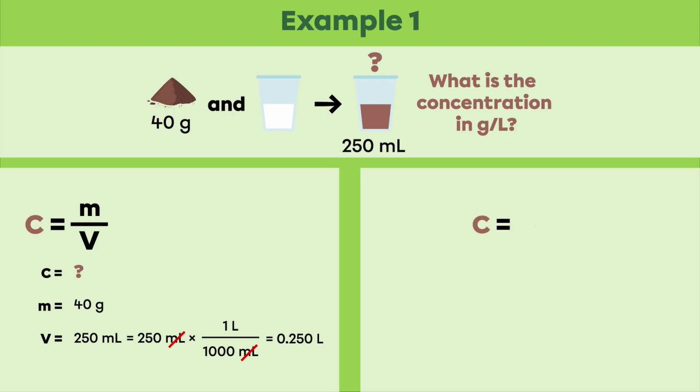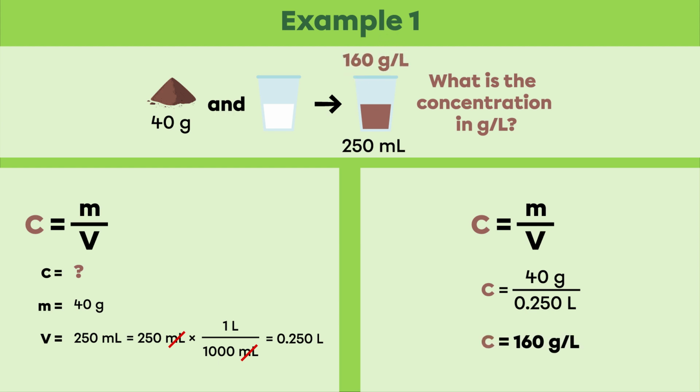Next, we can substitute the values in the formula. The concentration is equal to 40 grams divided by 0.250 liters. We calculate and obtain a concentration of 160 grams per liter.